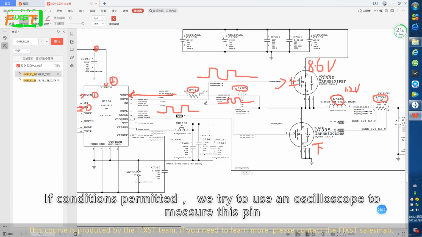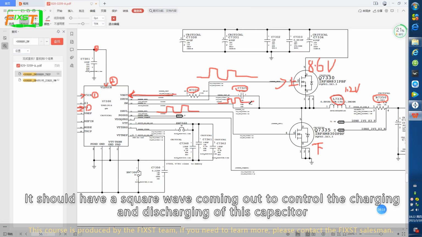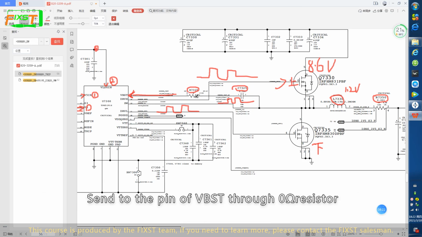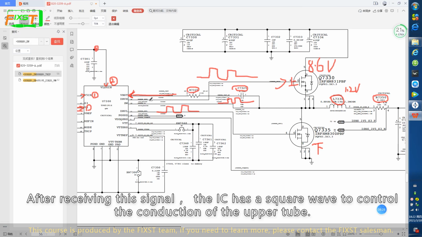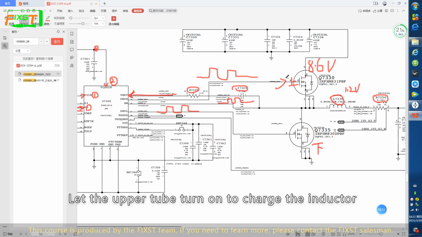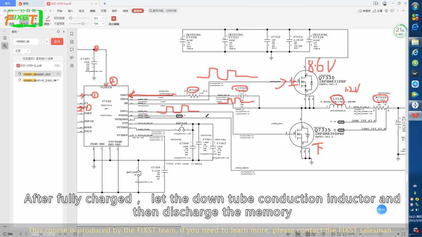If conditions permit, we try to use an oscilloscope to measure this pin. It should have a square wave coming out to control the charging and discharging of this capacitor, sent to the pin of VBST through the 0 ohm resistor. After receiving this signal, the IC has a square wave to control the conduction of this upper tube. Let the upper tube turn on and charge the inductor. After fully charged, let the lower tube conduct the inductor and then discharge to the memory.